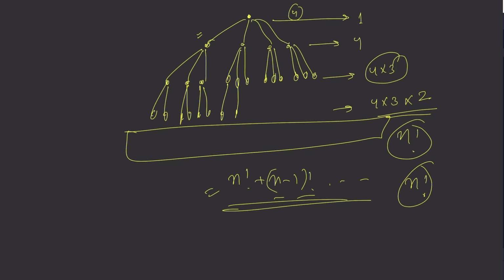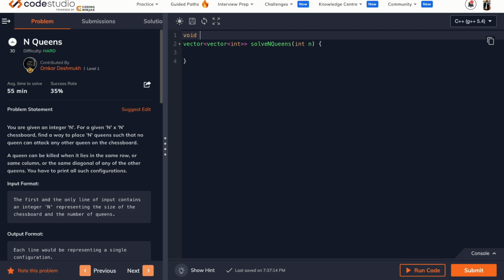So this is it. Now let us start coding this. We'll create a function void help, and it's going to contain i. This will denote the row, that this is the ith row which I am filling. Then I should also have a vector of vector of int, basically a 2D array.